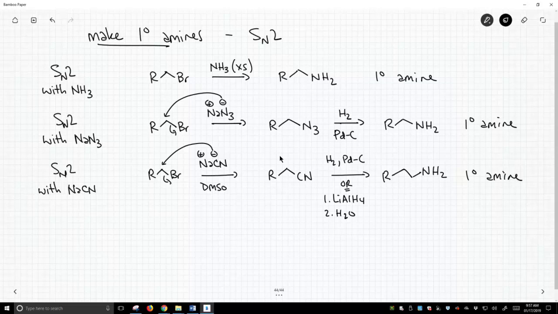Now notice that our product here contains an extra carbon. In particular, it's that carbon. Well, it added a carbon because our nucleophile contained an extra carbon. So when you use cyanide, you're going to extend your chain by 1 carbon. Regardless, these are all really easy, very efficient, popular methods for making primary amines.